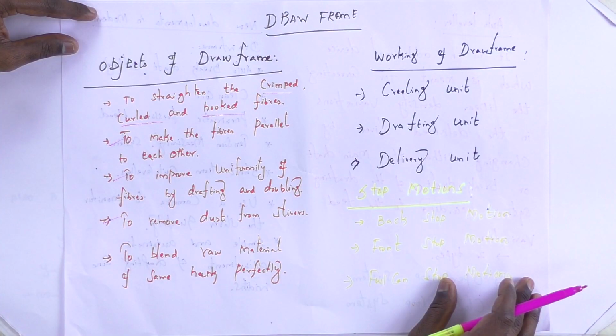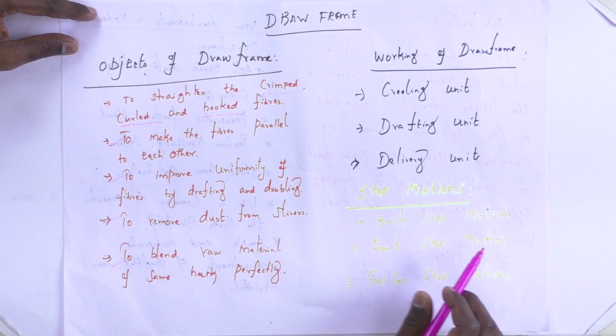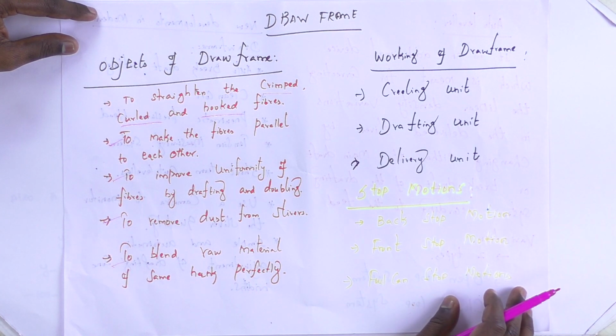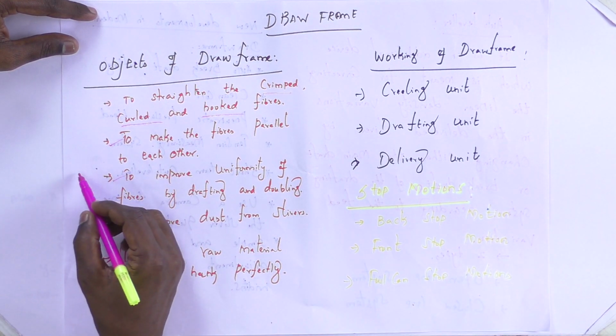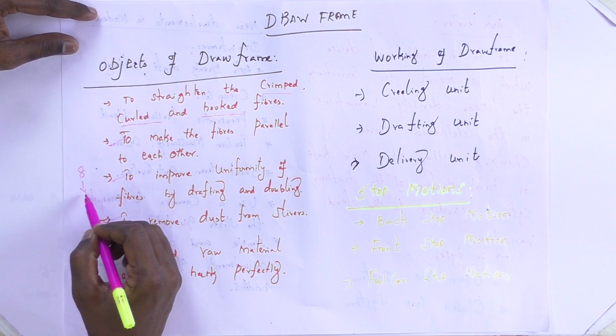So the suction sucks the material while drafting, which removes the micro dust present in the input material. So the blend of raw material of same hang perfectly. So blending is also possible in the draw frame. For example, we combine 8 slivers into 1 sliver.